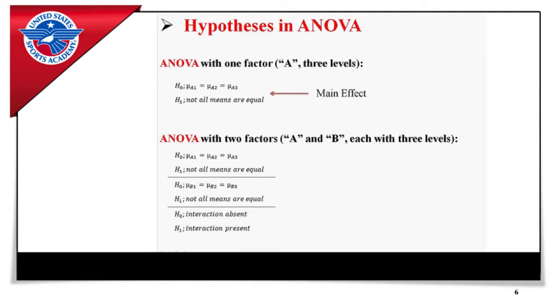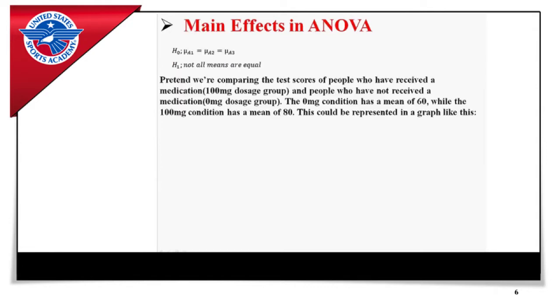And if you had 3 factors, you'd have even more things going on. So here you have the main effect of A and the main effect of B, and you can also test for the interaction of A and B, which would be structured just like that, the null being the interaction is absent, and the alternative being that the interaction is present. So let me talk a little bit more about that. First of all, main effects.